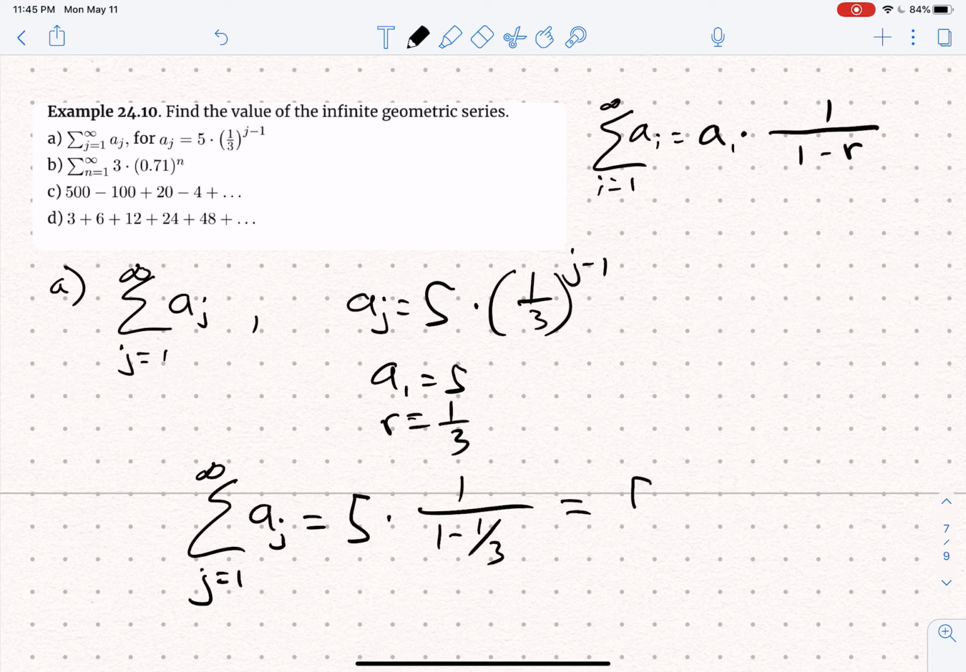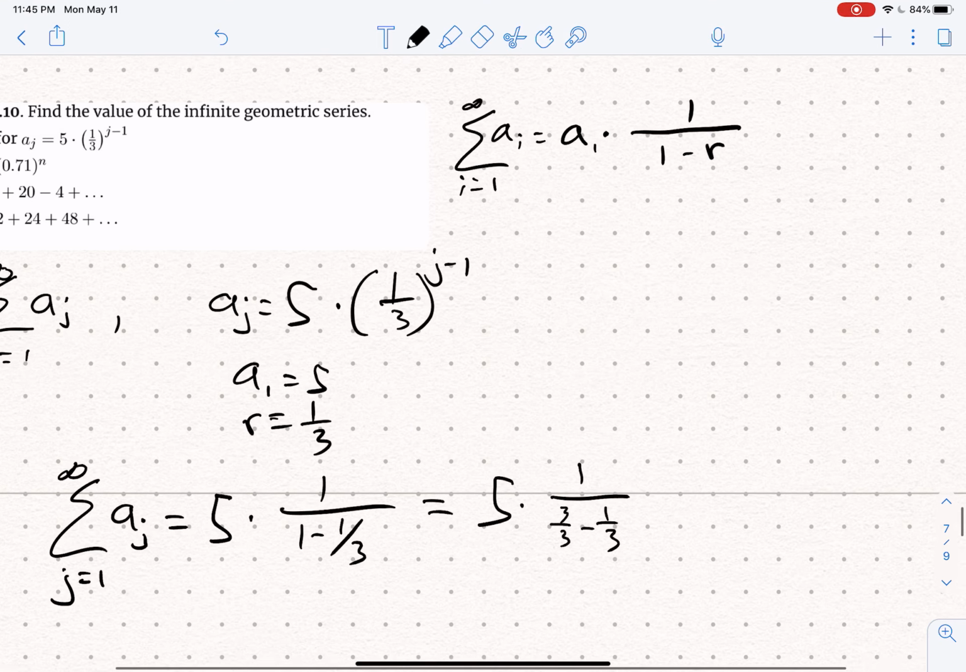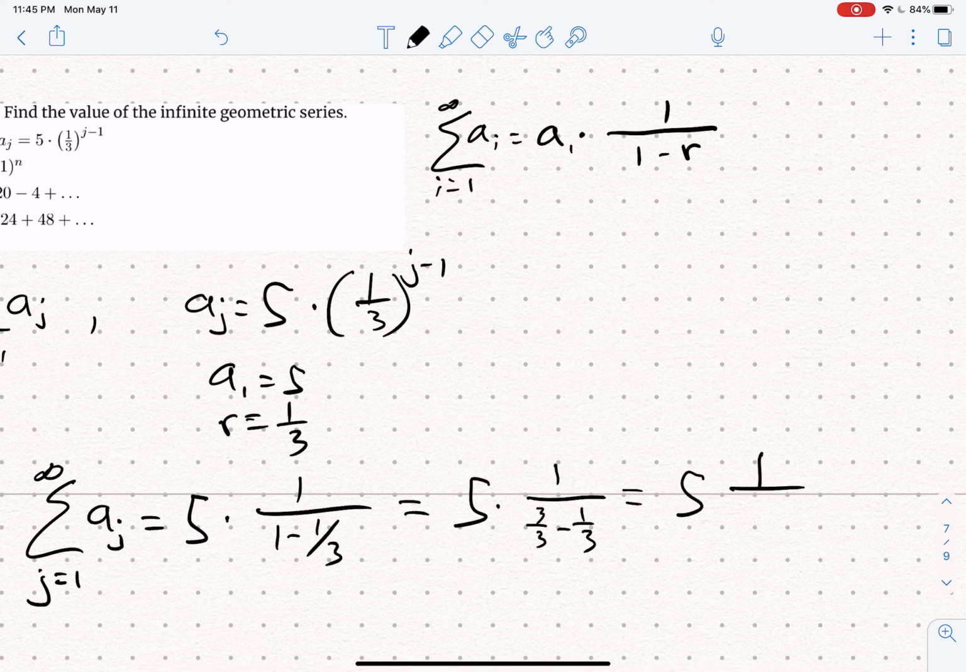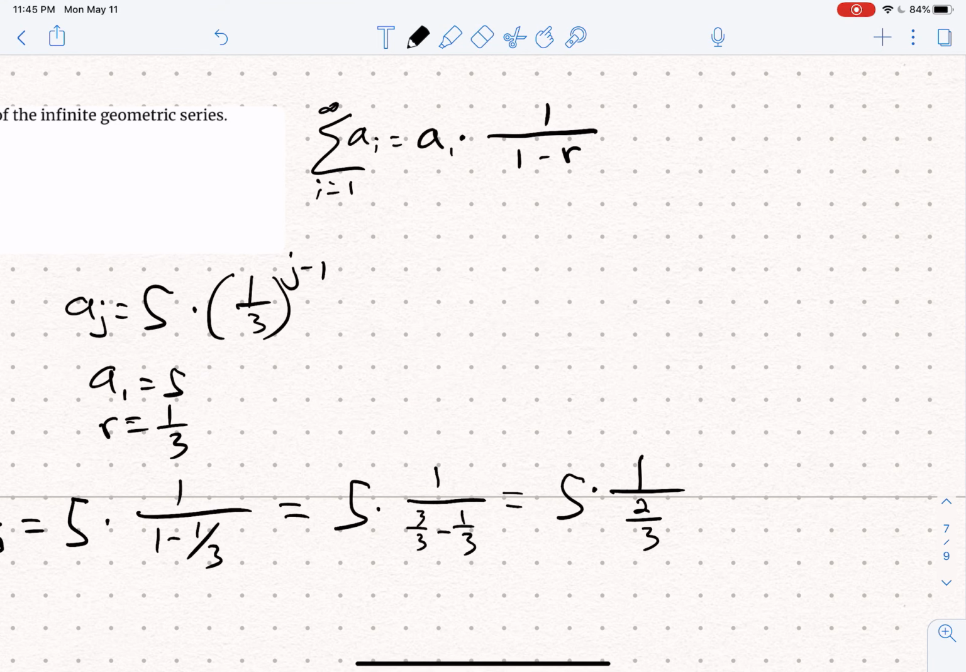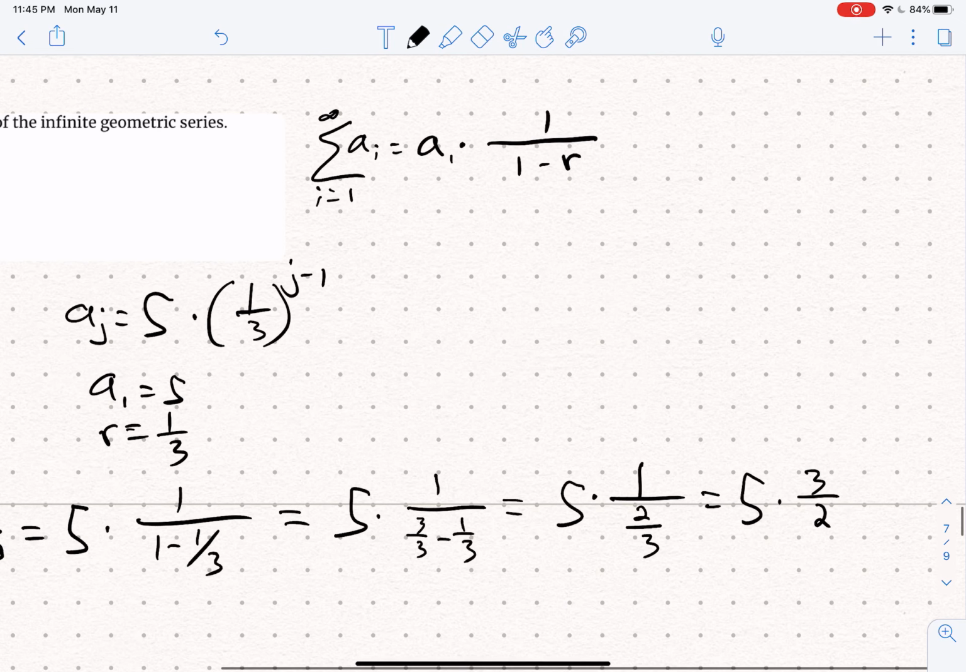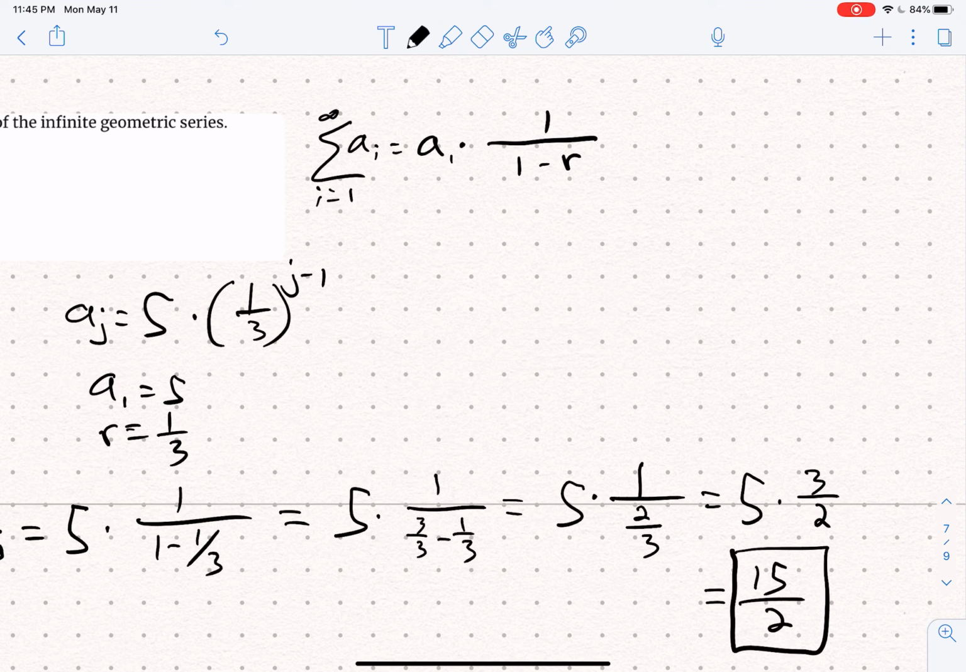Which is 5 times 1 over 1 minus 1/3. We need a common denominator, which is going to be 3: 3 over 3 minus 1 over 3. And that's 5 times 1 over, 3 minus 1 gives us 2/3. Now I'm going to take that 2/3 and move it to the top and flip it over. So this is equal to 5 times 3/2. Multiplying, the 3 multiplies by the 5, and we get 15 over 2. That's our answer for the sum of the first series: 15/2.